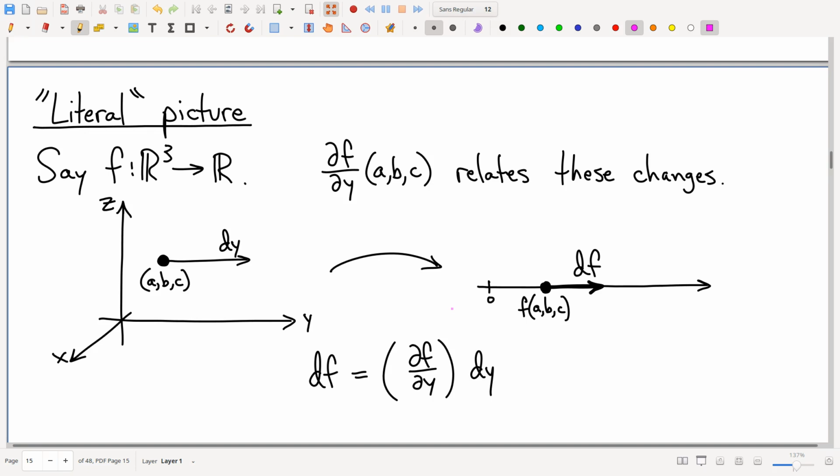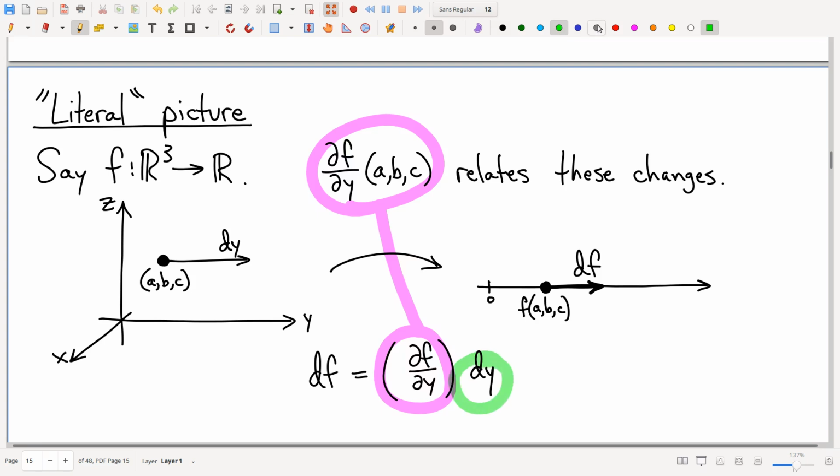Now, what I'm going to do to interpret the y partial in this case is recall that we have a different interpretation of single variable derivatives. Single variable derivatives are factors that you can multiply by input differentials to get output differentials. This is just a reinterpretation of an old fact from Calc 1. And now in this context, where are these differentials? Where is my dy? What does dy look like in this picture?